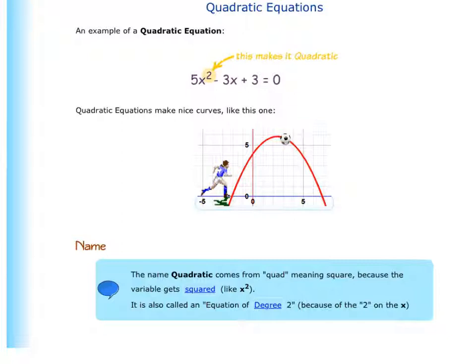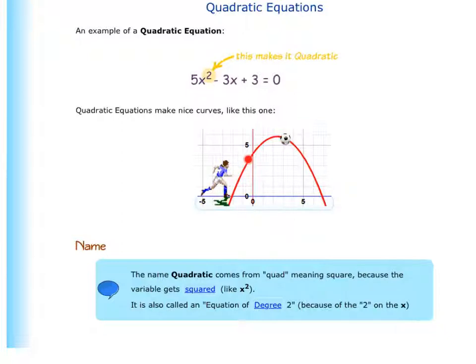First, we want to discuss what a quadratic equation is. An example of a quadratic equation looks like this. Here you have the x term is squared. That's what makes it quadratic. Minus 3x plus 3, and you set it equal to 0. So this is a quadratic equation. It's a trinomial, and one of the x terms is squared.